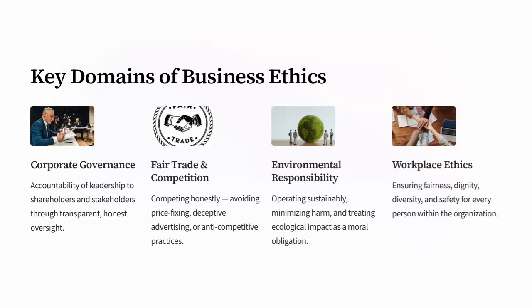This slide highlights 4 key domains of business ethics. Corporate governance means leaders remain accountable to both shareholders and stakeholders through transparent, honest oversight. Fair trade and competition require organizations to compete on merit without price fixing, deceptive advertising, or other anti-competitive behavior. Environmental responsibility extends ethics beyond the organization, emphasizing sustainable operations and minimizing ecological harm. Finally, workplace ethics means protecting fairness, dignity, diversity, and safety for everyone. Together, these domains show that ethical business conduct applies to leadership, markets, the environment, and the people within the organization.